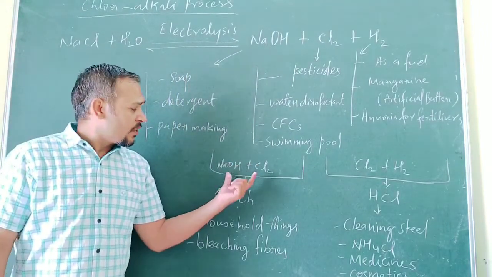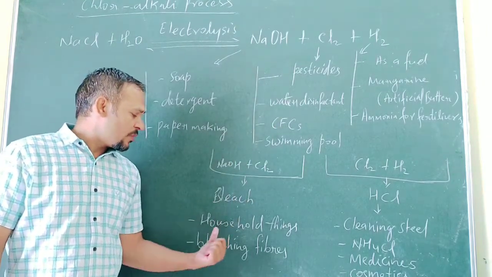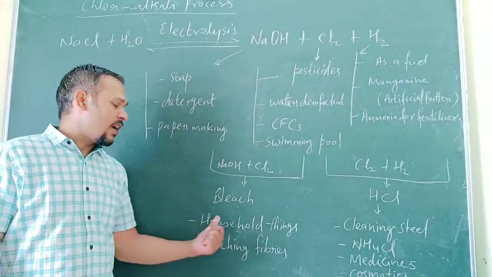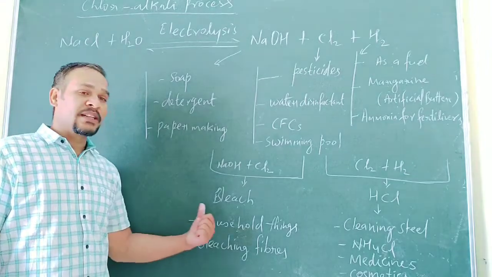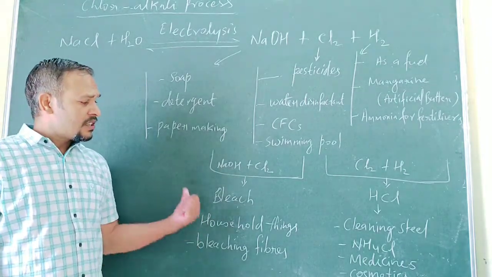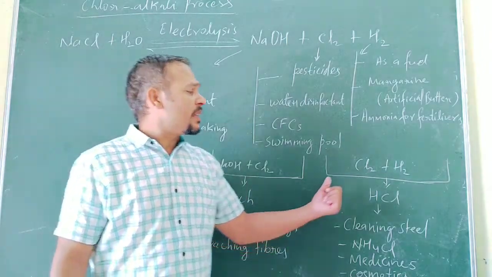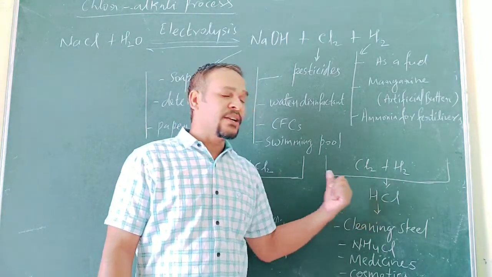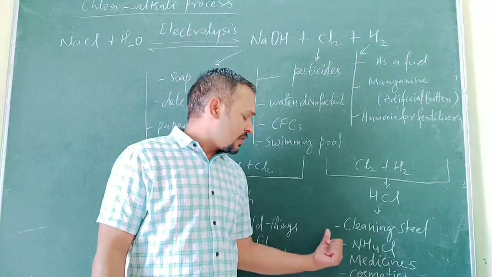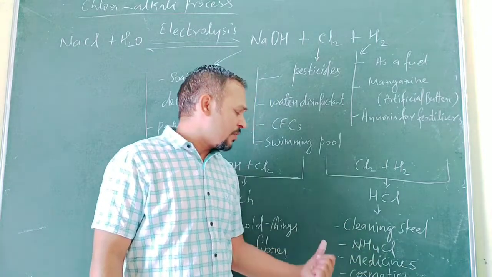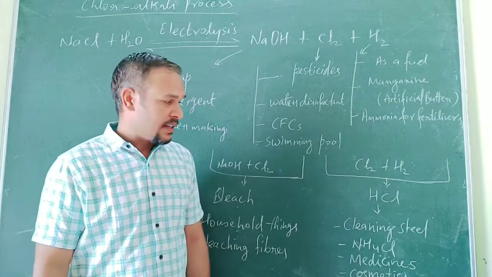Now, from the combination of sodium hydroxide and chlorine, what is formed? Bleach is formed, and bleach is used to bleach household things and in the fiber and textile industry, to get different types of clothes. Similarly, from chlorine and hydrogen, we get hydrochloric acid, which is used in cleaning steel and in manufacturing ammonium chloride, which is also used in cosmetics and medicines, right?